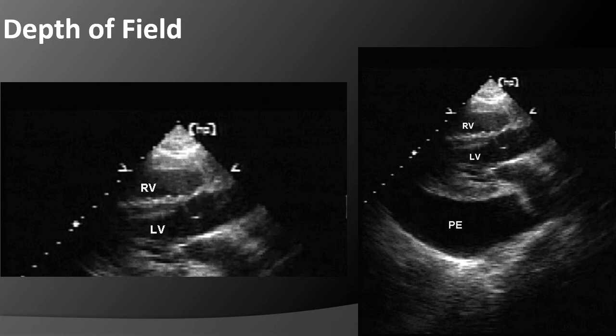Here's an example of depth of field. So the image on the left is a parasternal long axis view of the heart with the right ventricle and the left ventricle labeled appropriately. Unfortunately, with this view, you are missing the massive pericardial effusion that you can see on the image on the right. Again, this is the same patient, same time, just a little bit of cropping and changing of depth. But you can see where it's important to make sure that you're really starting deep to make sure you don't miss anything important, such as a large pericardial or pleural effusion.